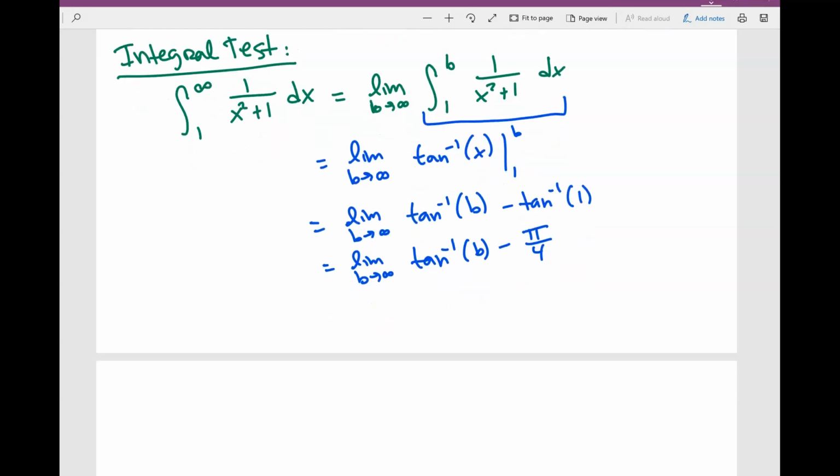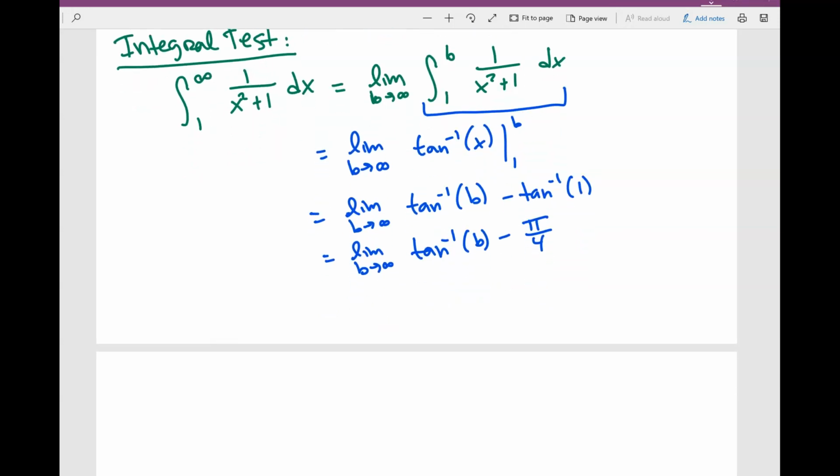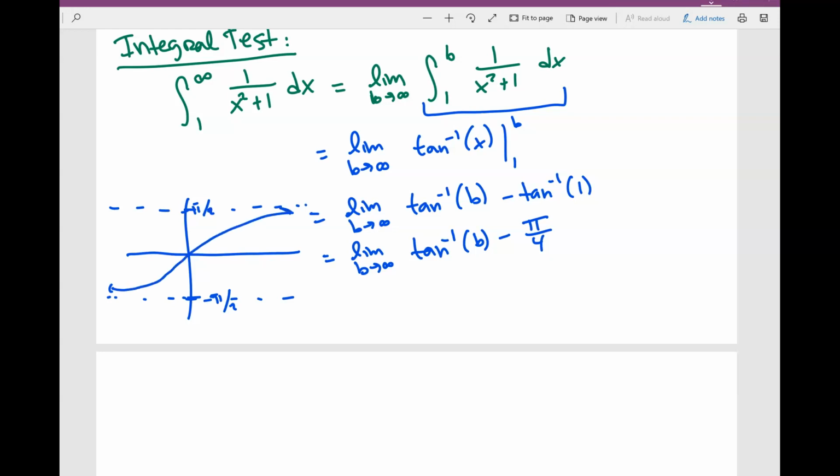Now all we have to figure out is what's going to happen when b gets really, really large in this arctangent. If you remember what arctangent looks like, it looks like this. Here's pi over 2. You have these horizontal asymptotes, and the inverse tangent looks like this. Not the tangent, but the inverse tangent. So as b gets larger and larger, this goes into the top asymptote, which is pi over 2. So this limit is going to be pi over 2 minus pi over 4, which gives us pi over 4.